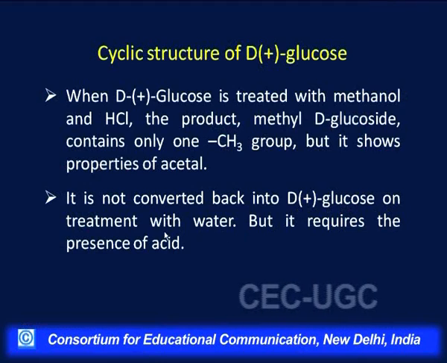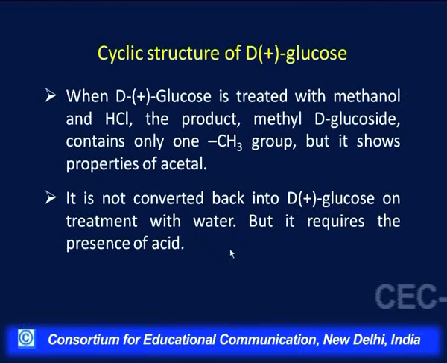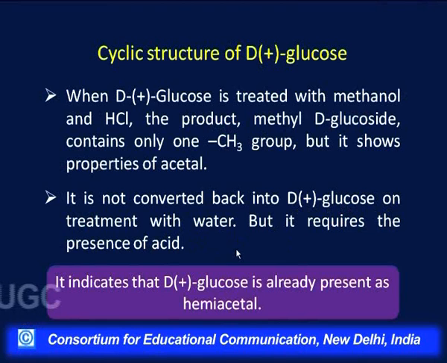Second thing, it is not converted back into D plus glucose on treatment with water, but it requires the presence of acid, as I said before, and it indicates that D plus glucose is probably already present as hemiacetal. Since it has reacted with one molecule of alcohol and given a product that behaves like acetal, it means glucose already is present as hemiacetal. This was a probable conclusion which we draw from the above observation.